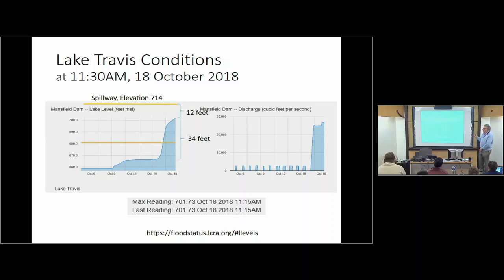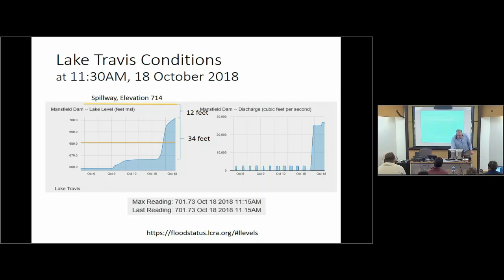The Lower Colorado River Authority is opening floodgates to try to let water out, and you can see there's only been a little bit of water let out up until this point. That's when they generate power, actually. But now they're opening the floodgates, and this is the discharge that's coming out of Lake Travis, about 27,500 cubic feet per second as of this morning.